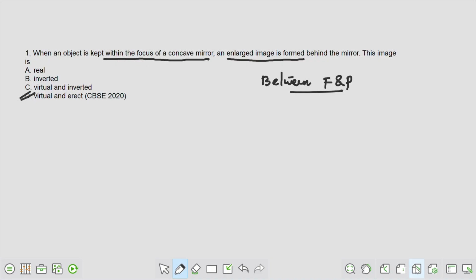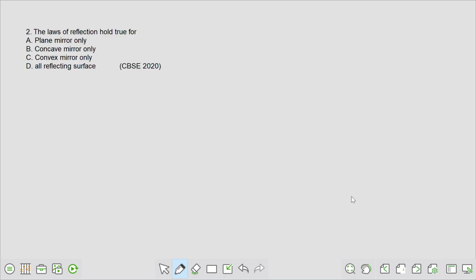Now let's move on. Second question: the laws of reflection hold true for plane mirror only, concave mirror only, convex mirror only, or all reflecting surfaces. So the laws of reflection are applicable to all reflecting surfaces, not only mirrors, lenses; it is applicable to all reflecting surfaces.